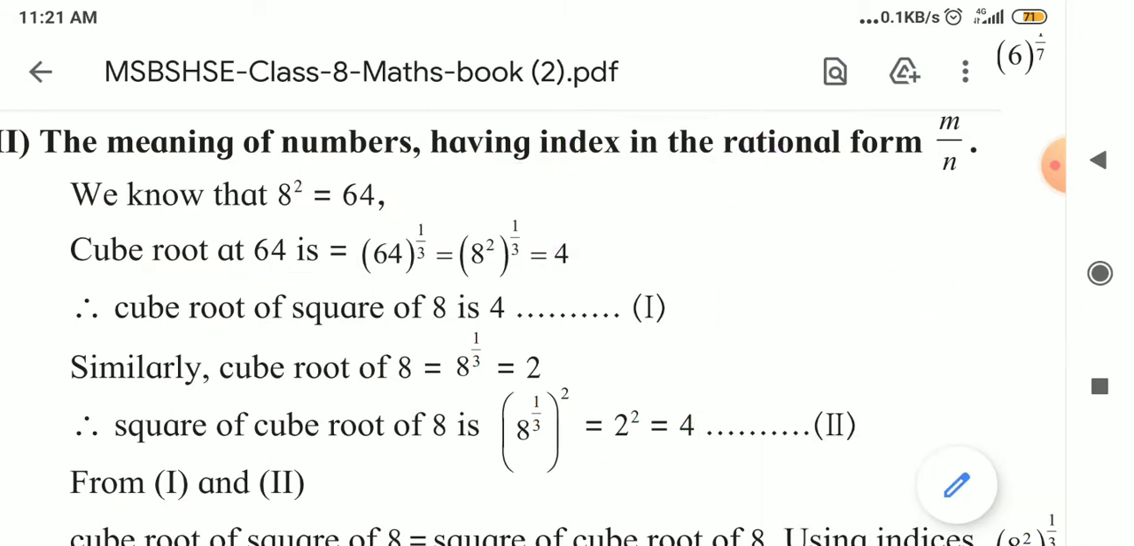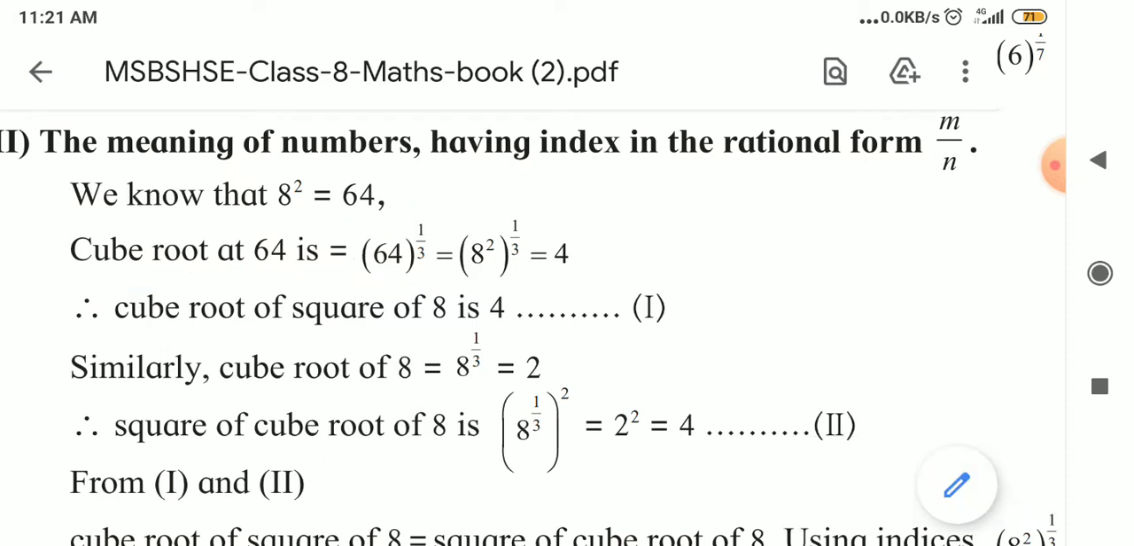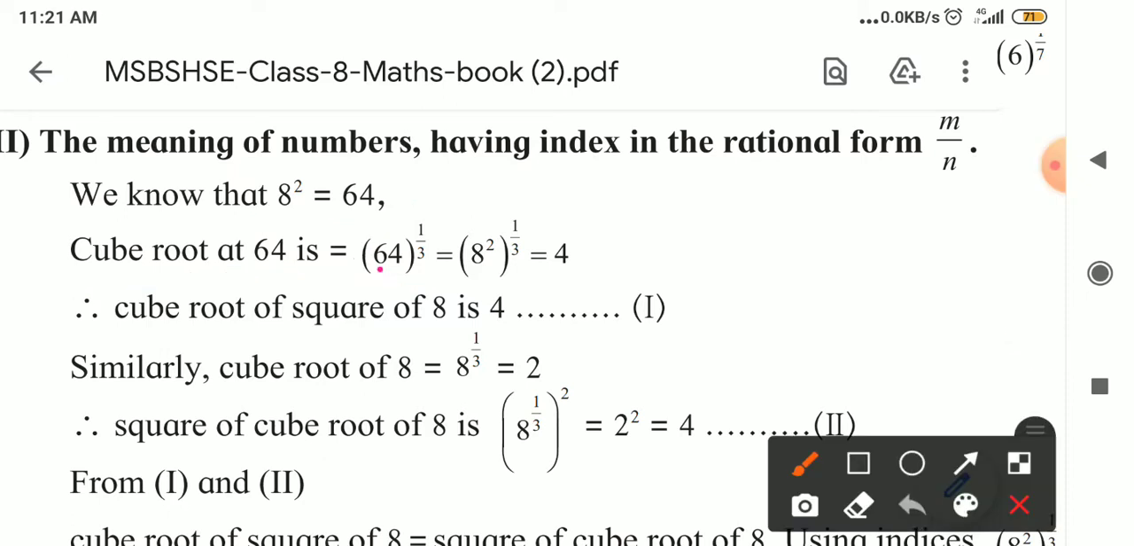So better, here what is given, step by step we will go. 64 means what I told you, 8 square is equal to 64. So the cube root of 64 we write as 64 raised to 1 upon 3. But 64 is the square of 8. So instead of this, 64 means 8 square raised to 1 upon 3, is equal to what we get here, 4. Okay, we get the answer 4.